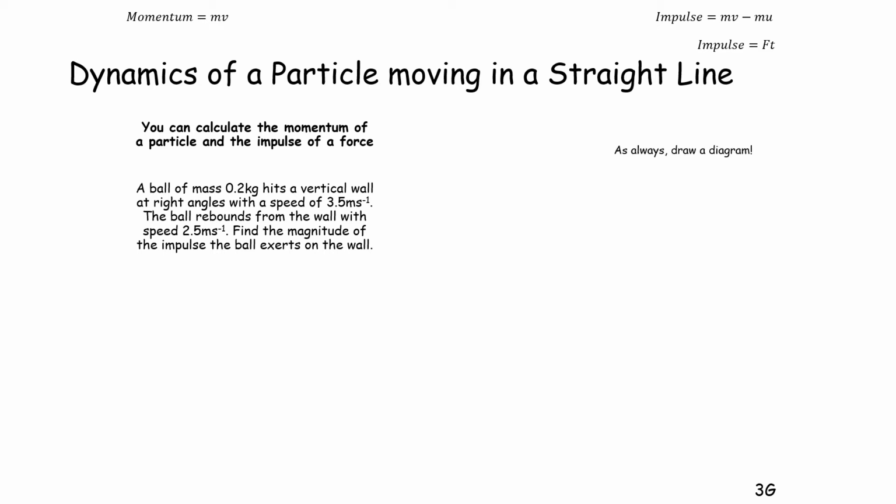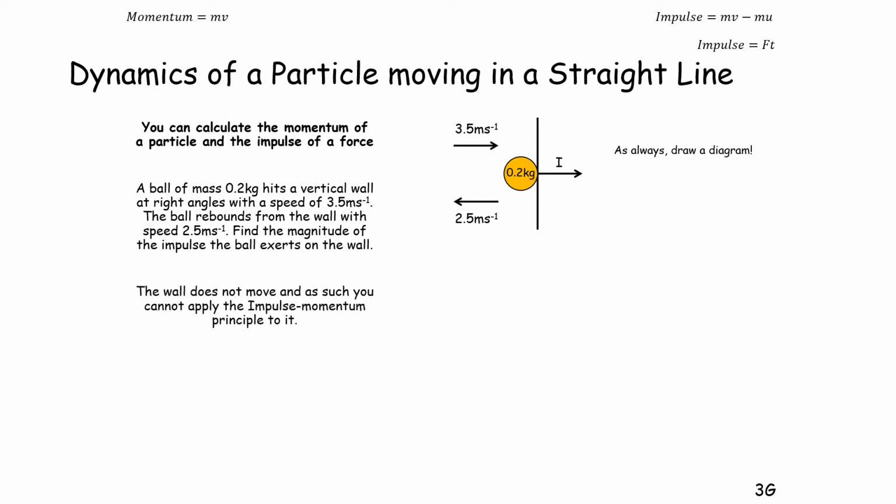So as always in mechanics, we want to draw the diagram. So here's a wall, and the ball is coming in with 3.5 meters per second, and it's rebounding with 2.5 meters per second. And the impulse exerted on the wall will be going this way, and you could also consider the impulse exerted on the ball from the wall the other way, and the impulses are equal.